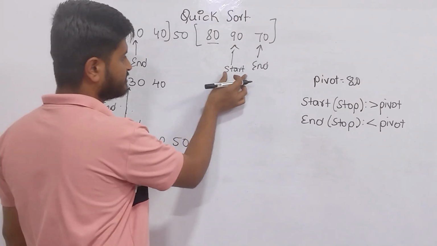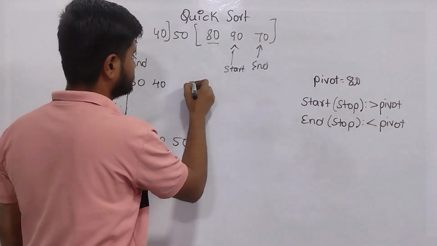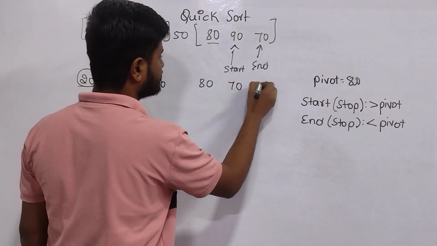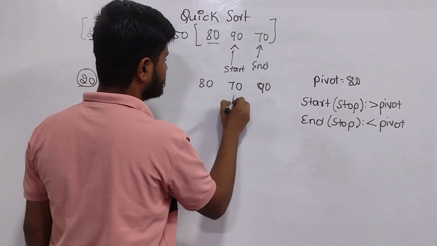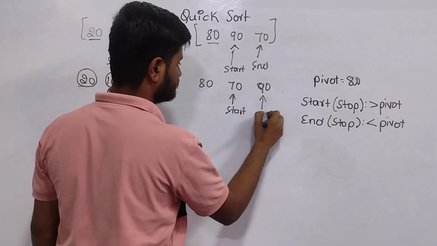What you will be doing: start is at the left side, end is at the right side, so you just swap the elements. So 90 and 70 will be swapped. 70 will come here, 90 will go here. Start and end arrow will be at the same place itself.